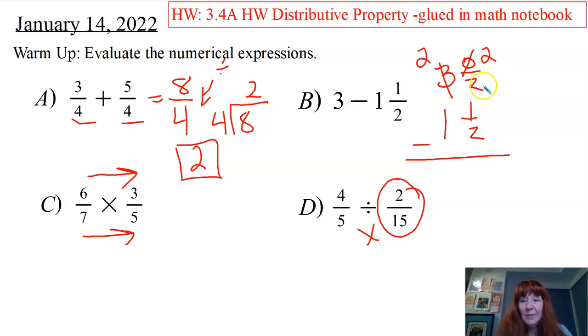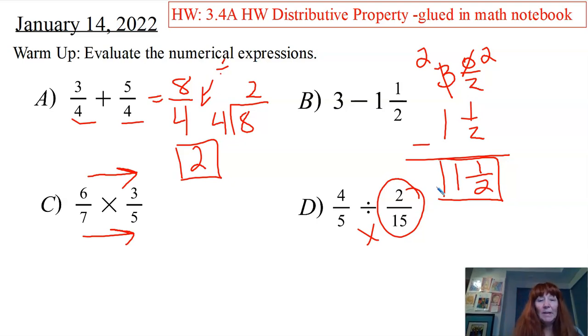And now that I have 2 halves, I can take away 1 half, which leaves me with 1 half because 2 minus 1 is 1. And then over here, it's also 2 minus 1 is 1. So my final answer for that subtraction problem is 1 1/2, which you might have figured out with mental math anyways.